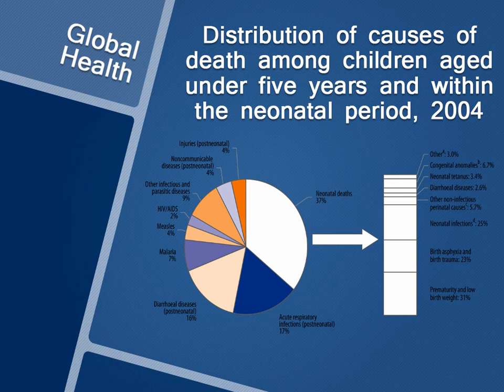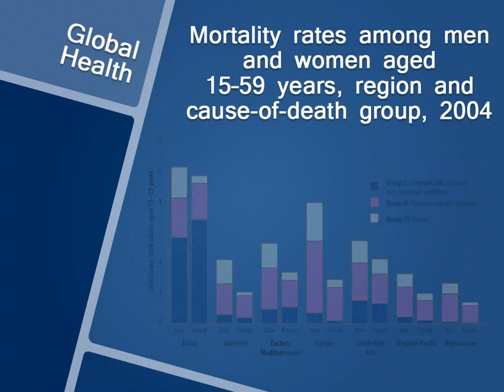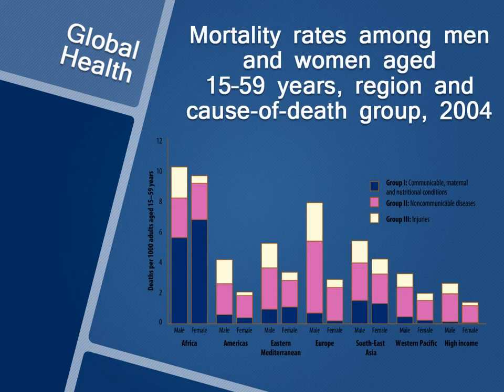It then breaks down the 37% of the pie chart of neonatal deaths into more specific causes. Acute respiratory infections and diarrhea account for 17% and 16% of all children's deaths. Prematurity, low birth weight, account for 31% of neonatal deaths. Deaths of adults is also important to track and understand.